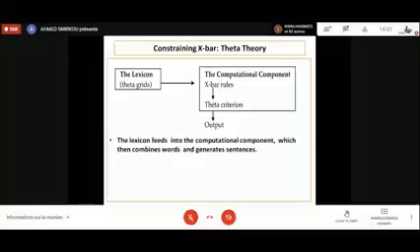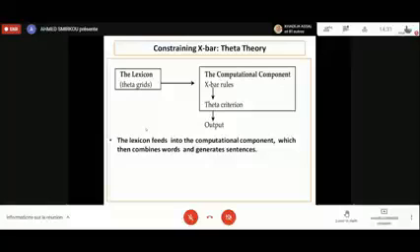Here we're talking about the mind, the lexicon and the computation component. We have them in our mind. The output is in the surface structure. Okay, so the lexicon feeds into the computation component, which then combines words and generates sentences. The lexicon contains words, nouns, adjectives, etc., information about verbs, how many arguments are required, etc. Then it feeds into the computation. It provides the computation component with this information.